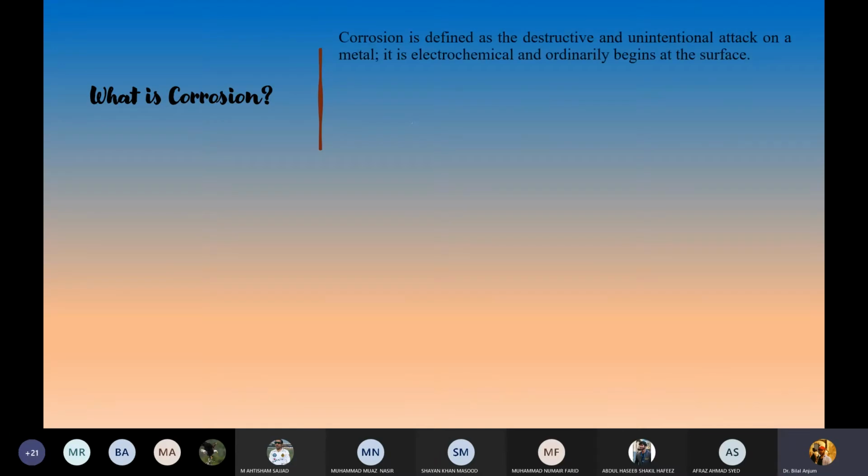Corrosion is basically defined as the destructive and unintentional attack on a metal, and it is electrochemical in nature, which begins at the surface. Very basic in nature. That means it's a destructive attack on metal, which normally initiates at the surface of the material.